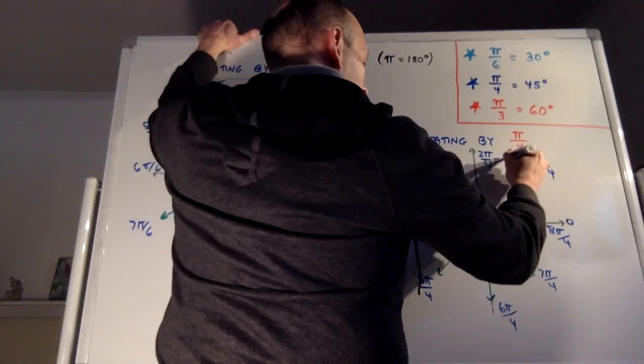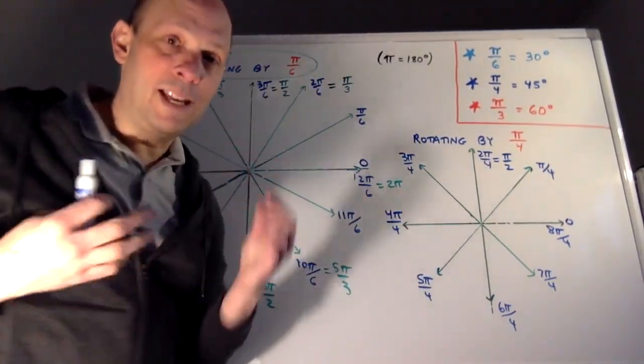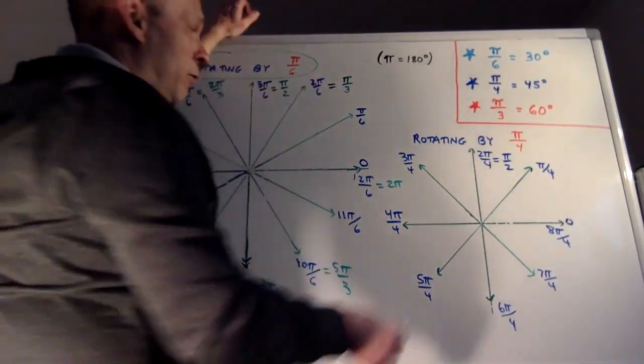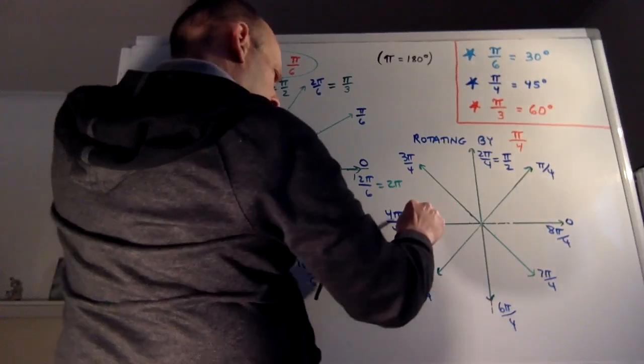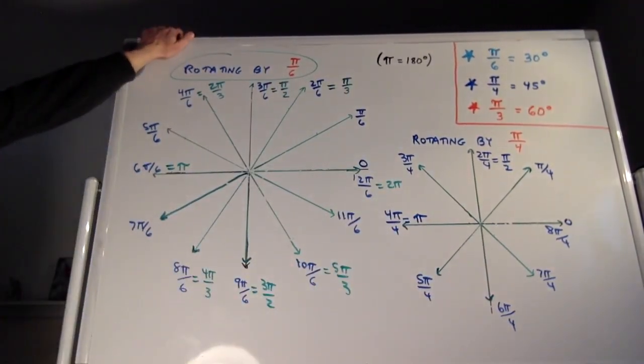Obviously, these can be simplified, or at least some of them can. 2 pi over 4, what's that? Pi over 2. Of course it's pi over 2. We know pi over 2. That's 90 degrees. Okay, 3 pi over 4, can't simplify that. What's this? 4 pi over 4. Well, that's pi. That makes sense. That's a half turn, pi radians.